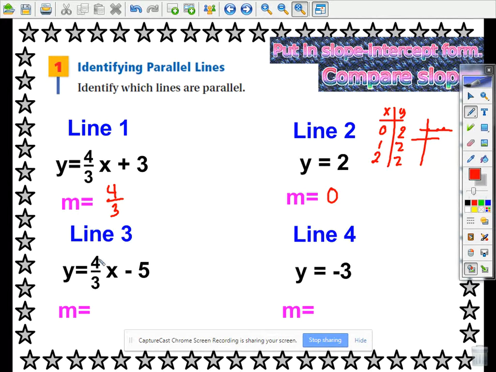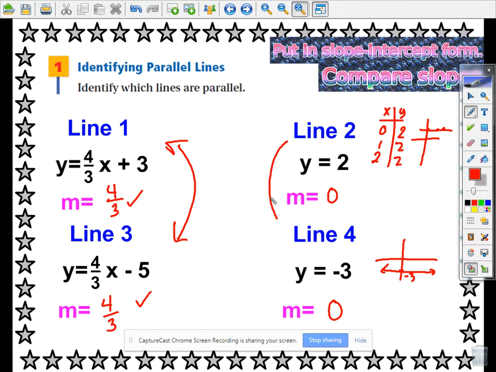Line 3 has a slope of 4/3 because it's in y equals mx plus b. And line 4, just as line 2, is a horizontal line that goes through -3 right here. So this also has a slope of 0. So if we were asked to identify which lines are parallel, we would say that line 1 and 3 are parallel because they both have a slope of 4/3. Line 2 and 4 are also parallel because they both have a slope of 0.